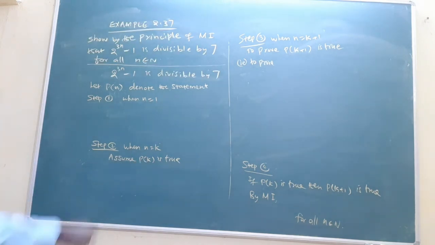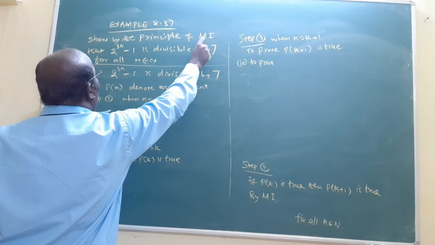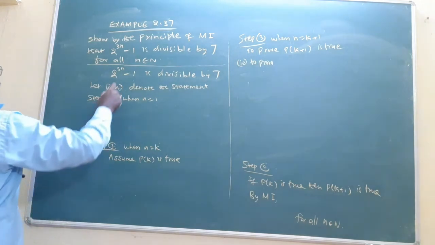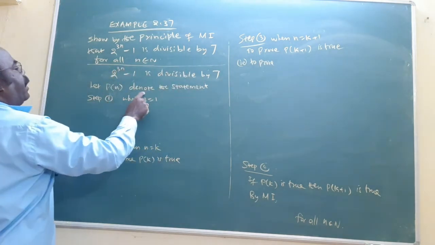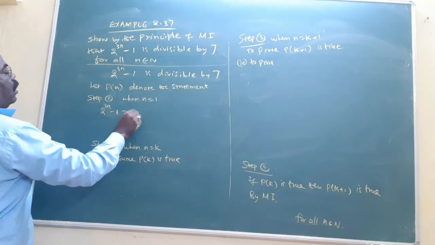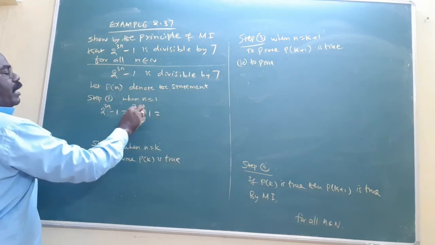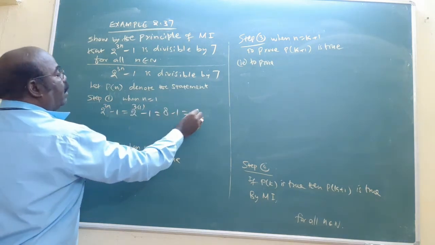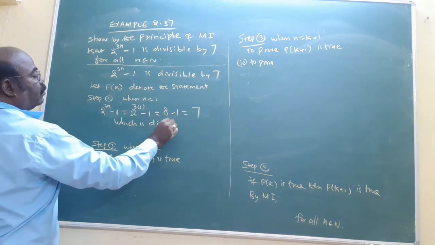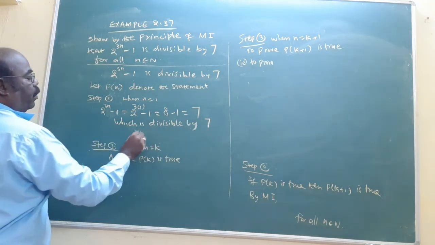Now example problem 2.37. By the principle of mathematical induction, prove that 2 power 3n minus 1 is divisible by 7. Let P of n denote the statement. When n equal to 1, what is the expression? 2 power 3 into 1 minus 1. 2 power 3 is 8, minus 1 is 7, which is divisible by 7. That's why P of 1 is true.